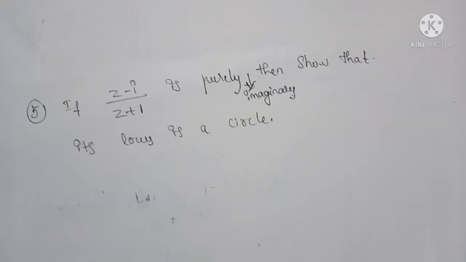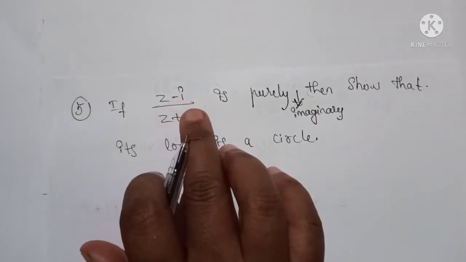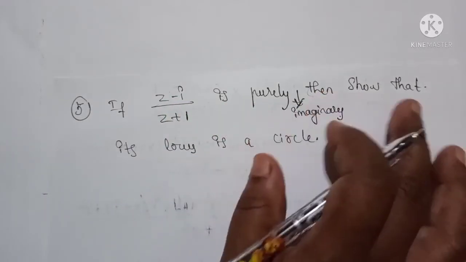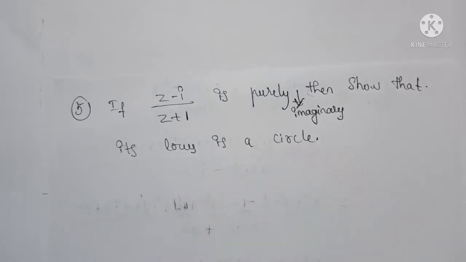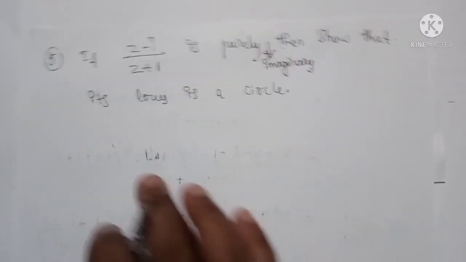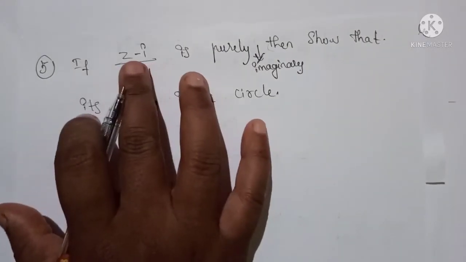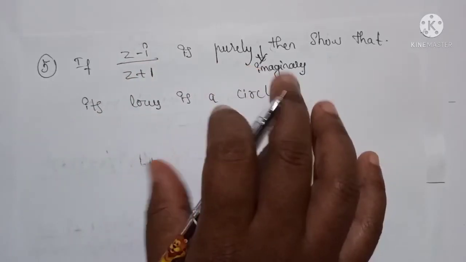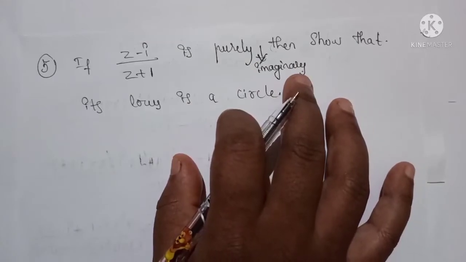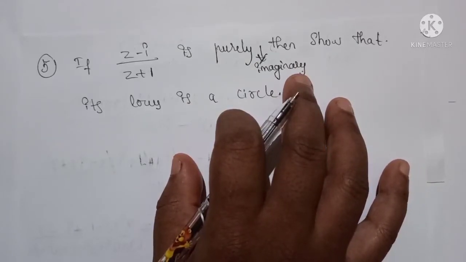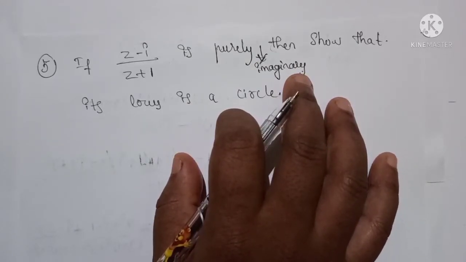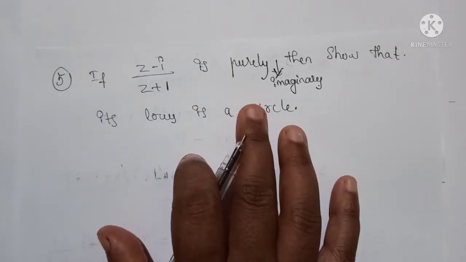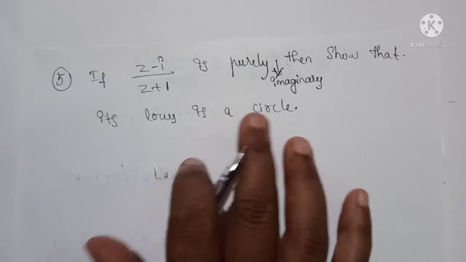Next problem. If (z minus i) divided by (z plus 1) is purely imaginary, then show that its locus is a circle. Okay, so here the given quantity (z minus i) divided by (z plus 1) is purely imaginary. Purely imaginary means the real part is absent, that is, the real part is 0. By using that we can show that it represents a circle.